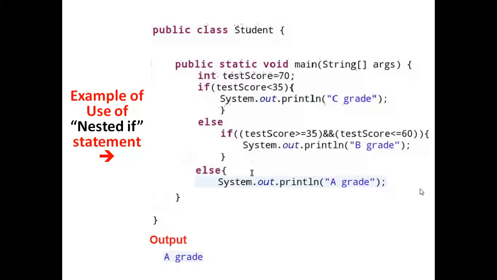It will move to the else part, and in the else part we don't have any condition, so directly it will display, that is, System.out.println A grade, as the test score is 70 and both the conditions are false. Therefore, it will execute the else part and it will display A grade at the output. This comes to an end of studying the if condition in Java programming.